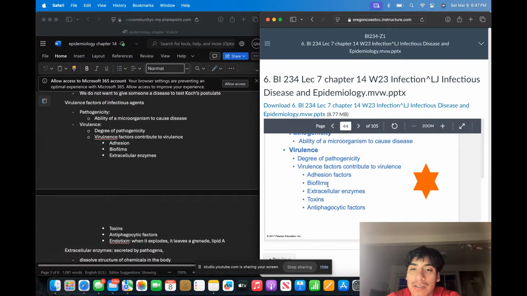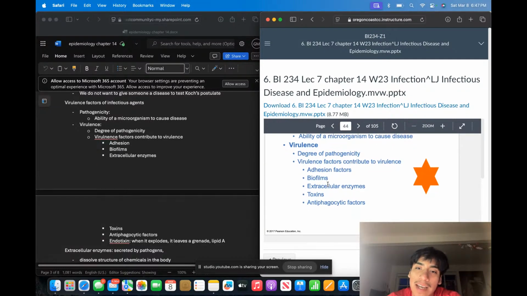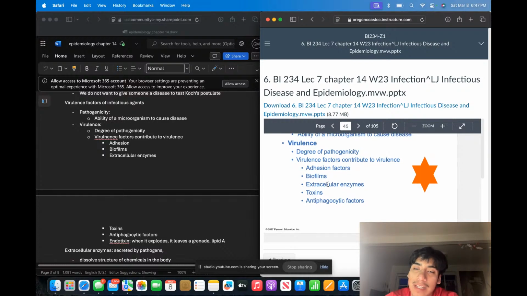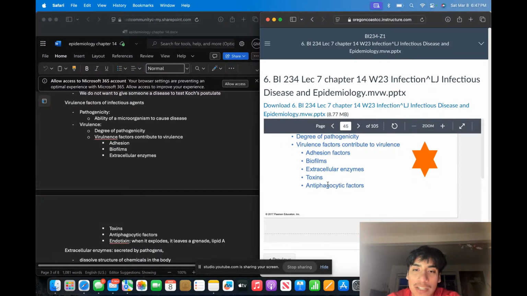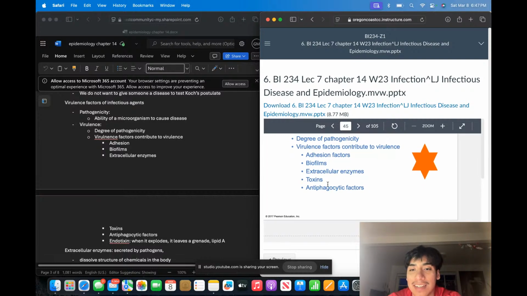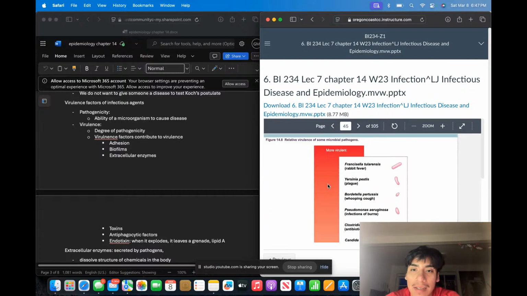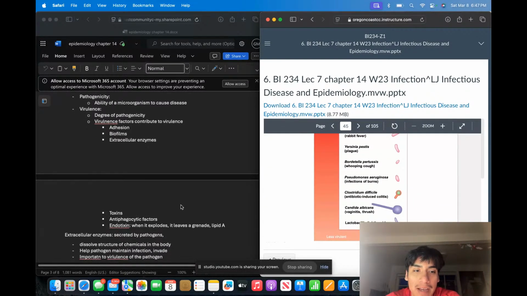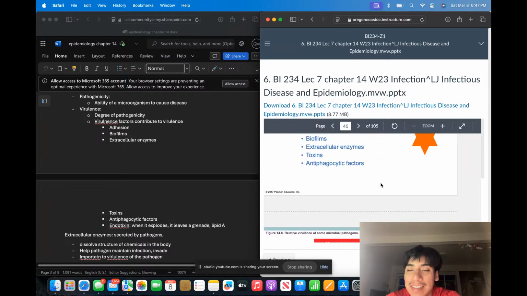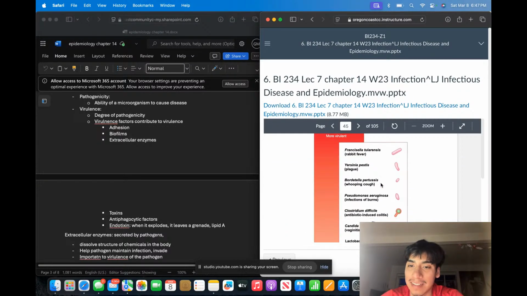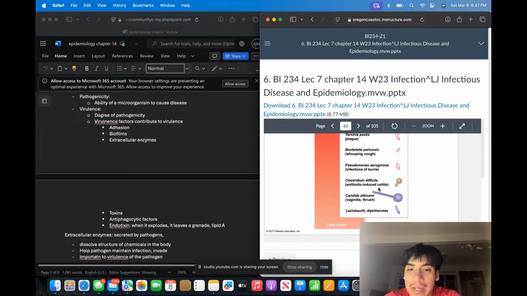Biofilms, just because they're so hard to infiltrate. Extracellular enzymes, which would really turn up your virulence because it would be eating at you. Toxins, because it would be eating and putting toxins into your body. Antiphagocytic factors, it makes it hard for your white blood cells to eat. Here I also have endotoxins, like lipid A, so that would make a bacteria's virulence higher if it is gram negative, just because of lipid A.